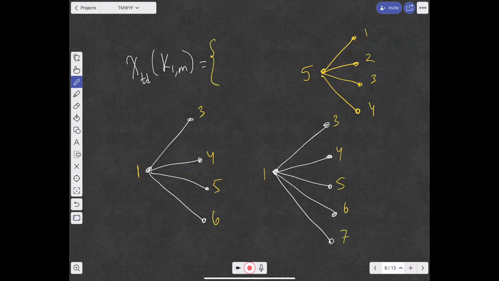So the result here is that it's M plus 1, which is the number of vertices, if M is even, and it's M plus 2 if M is odd.